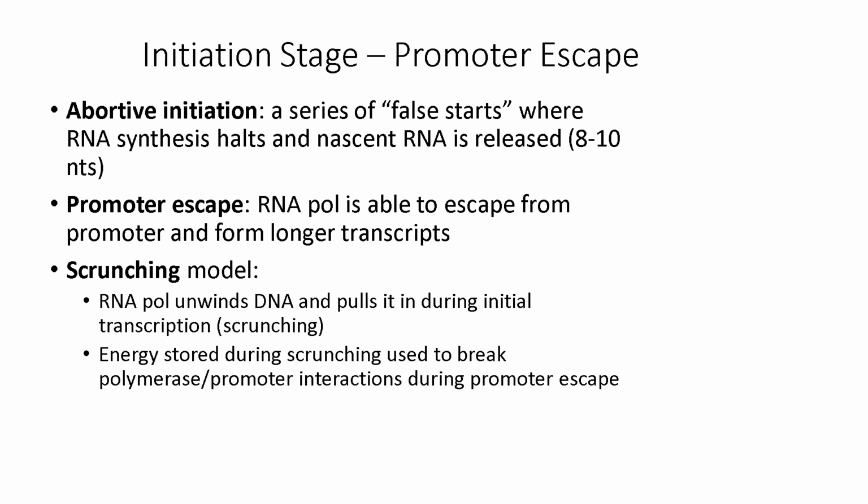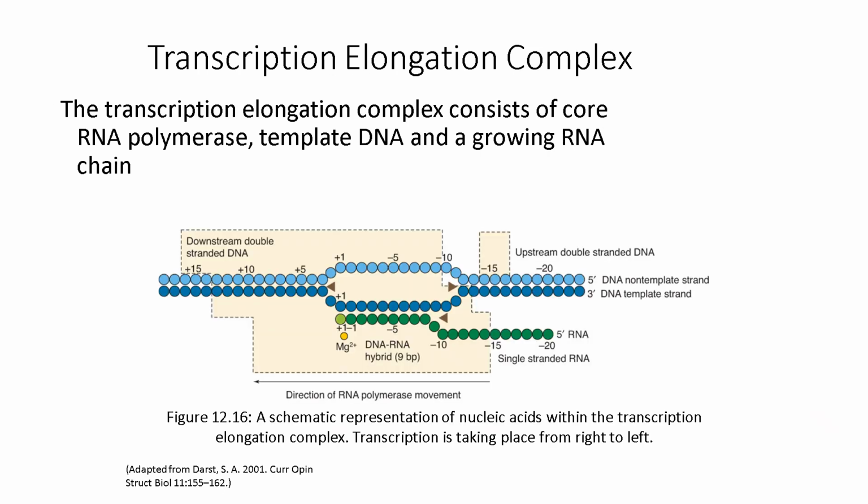The scrunching model explains this phenomenon. The enzyme pulls in and compacts DNA, storing energy that is later used to break free from the promoter. Once elongation begins, the polymerase forms a transcription elongation complex. This complex includes the core enzyme, the DNA template, and the growing RNA strand. The structure ensures processive RNA synthesis along the DNA strand.